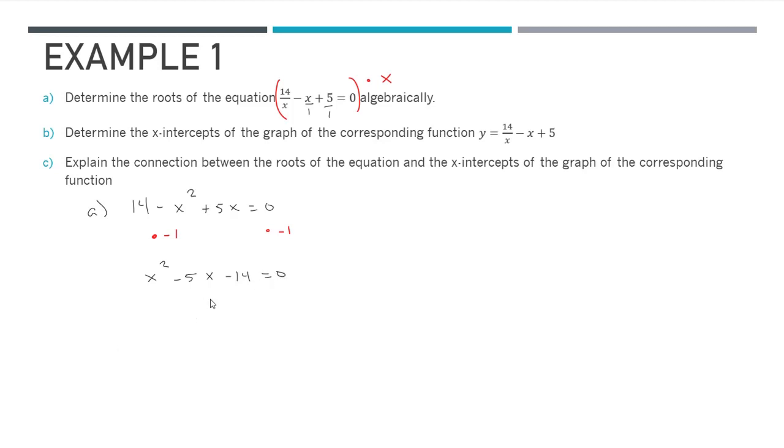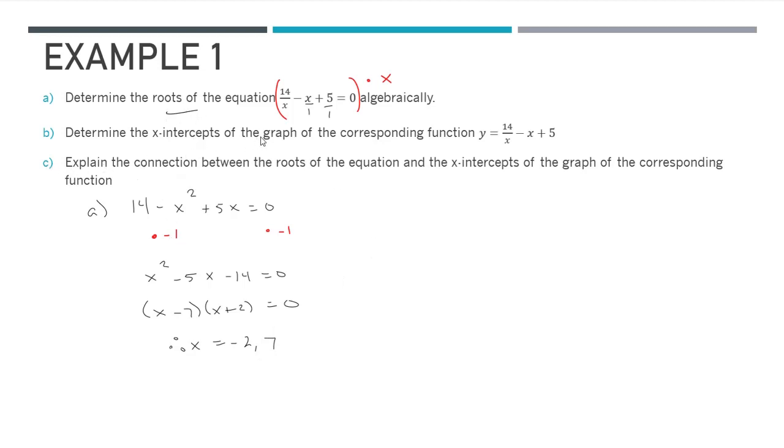And now I need to factor this. So my factoring is going to be x minus 7 and x plus 2. So therefore, x is equal to -2 and 7. So now we found the roots.